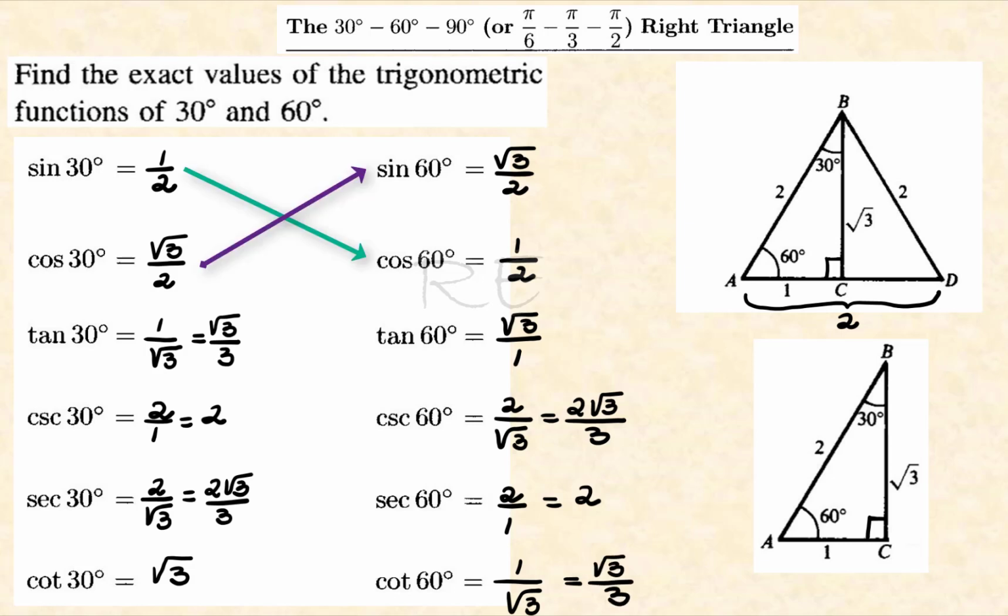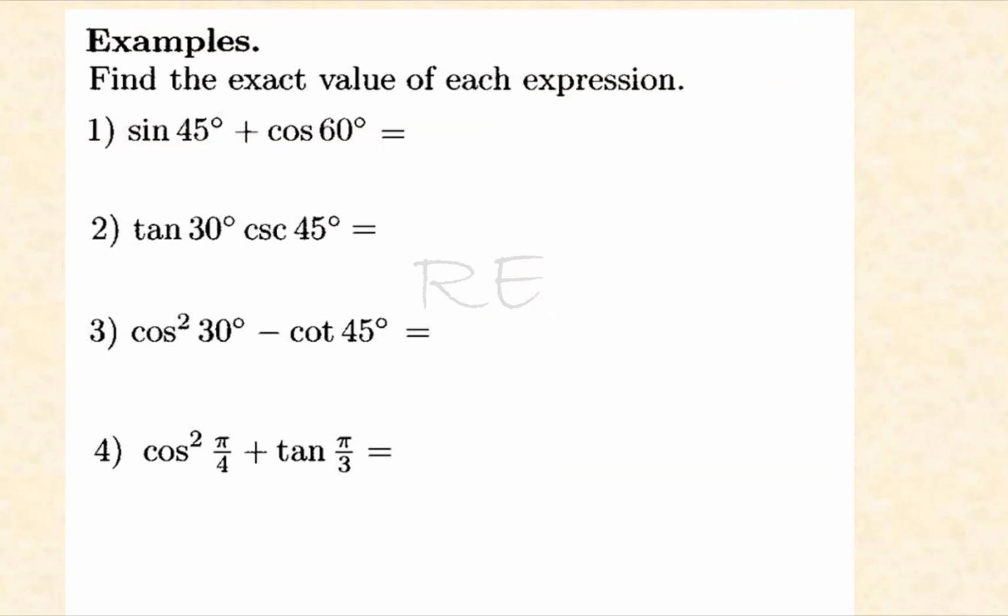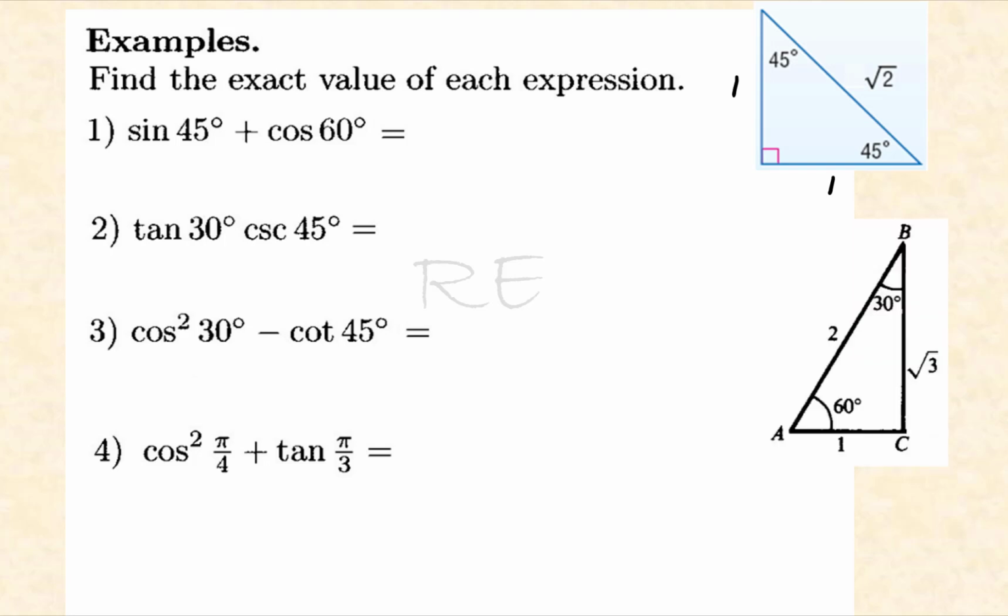And we have the relationship with the cofunction. Sine 30 is equal to cosine 60. Cosine 30 is equal to sine 60. Find the exact value of each expression. We draw our reference triangles: 1, 1, square root of 2, and 1, square root of 3, 2.